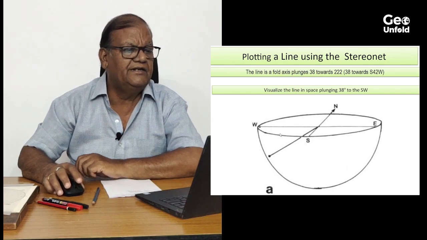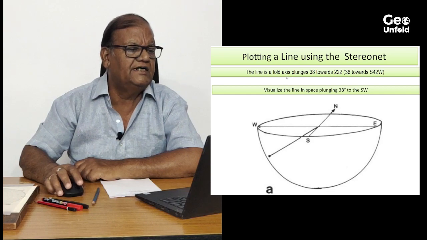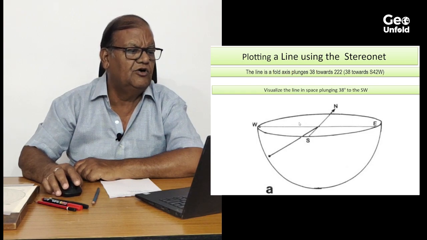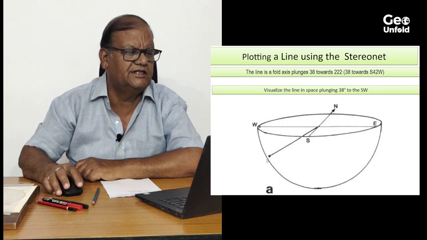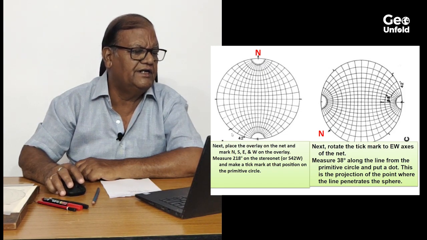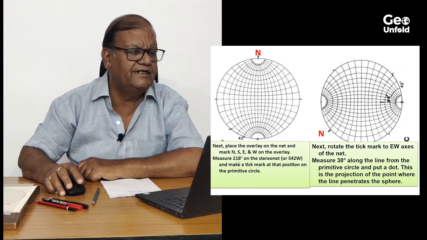Now to plot a line on a net, suppose the data given is that a fold axis is plunging 38 degrees towards 222, that is 38 degrees towards south 42 west. Now we can visualize a line which is plunging in the southwestern side in the southern hemisphere. To plot it, first of all we put a tracing paper. With respect to north, we have to mark the line at 222, that is 42 degrees west of south.